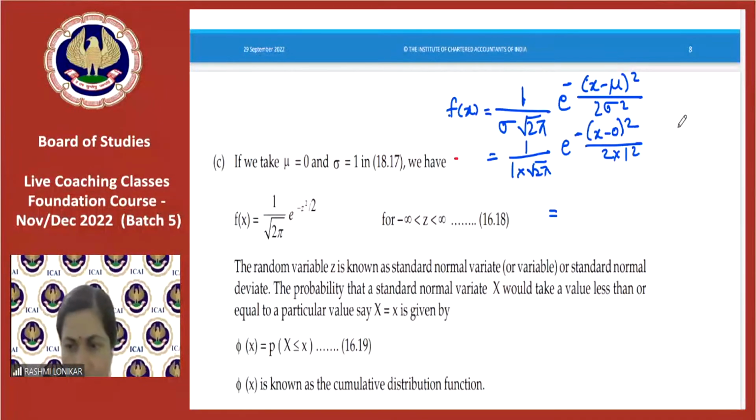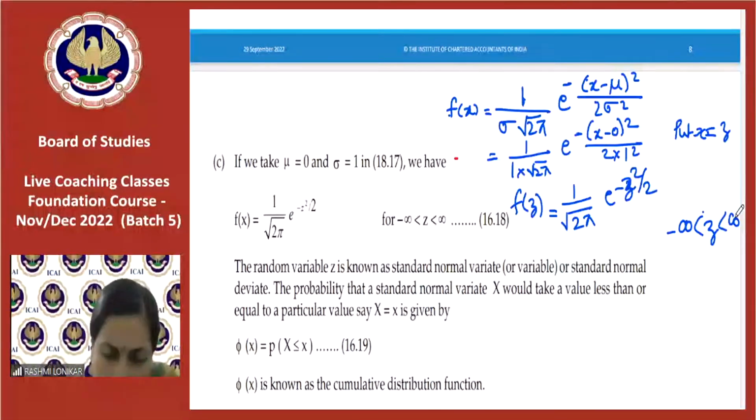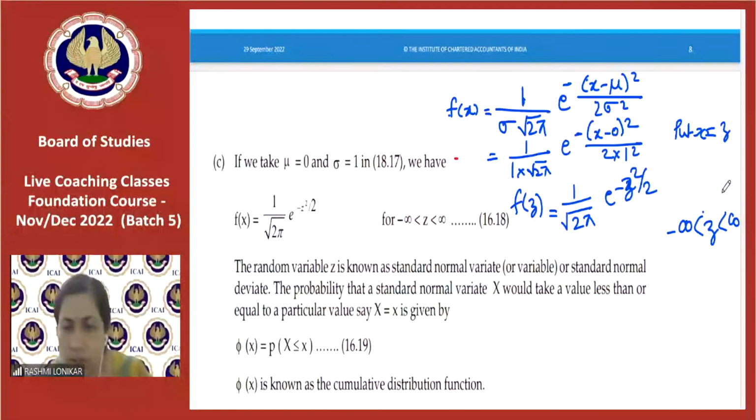At this condition, we put x is equal to z. Okay. This condition will exist at some point, and that point we call z. So this becomes f of z, because this is happening at a particular case, is equal to 1 upon square root of 2 pi e raised to minus z square upon 2. Okay. And z is also going to lie between minus infinity to plus infinity. Have you understood this now? That it will lie between minus infinity to plus infinity.